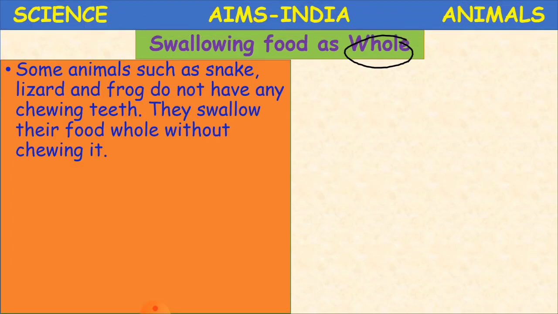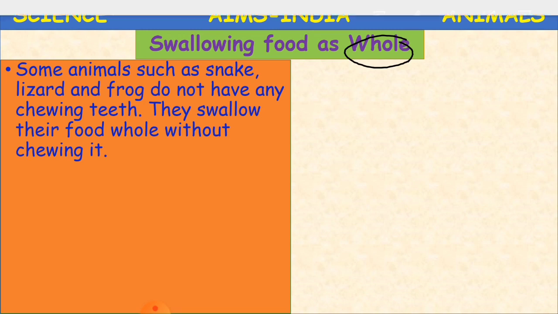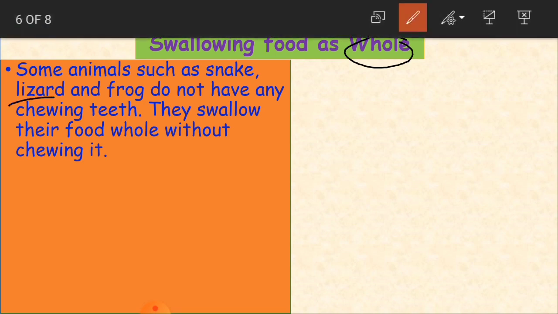And some animals such as snake, lizard and frog do not have any chewing teeth. Lizard, frog and snake, these types of animals do not have chewing teeth. They swallow their food whole without chewing it. They have teeth, but they can't use them for chewing. So they just swallow their food as it is.